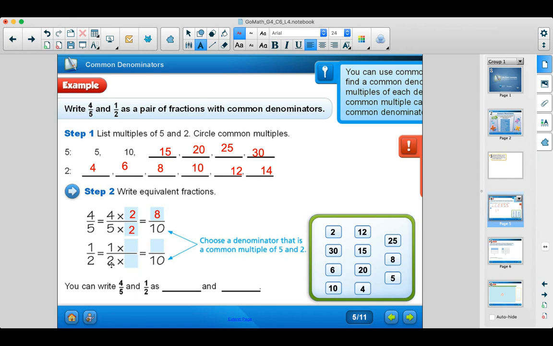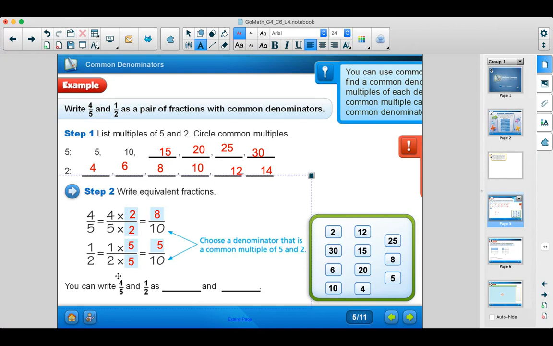Right now, 1/2 equals, well, the common denominator is 10. So 2 times what is 10? 5. So whatever you do to the denominator, you have to do to the numerator. So multiply this by 5. And 1 times 5 is 5. So now we have two fractions, 4/5 and 1/2, which have equivalent fractions, 8/10 and 5/10, with the same denominator.